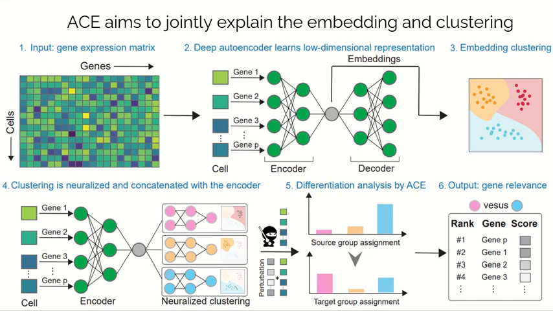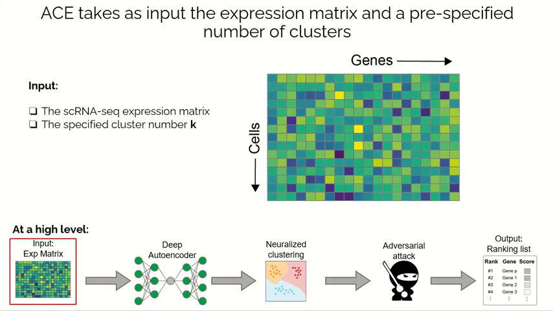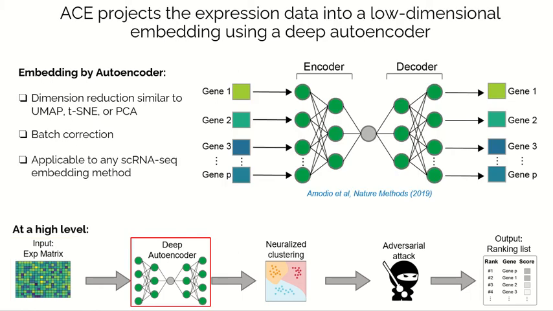Here's the workflow of ACE. Briefly speaking, ACE aims to jointly consider the embedding and clustering in a unified framework. Next, I will explain each step in more detail. The input to ACE is simply the single-cell expression matrix, as well as the specified cluster number K. ACE will project the expression data into a low-dimensional embedding by using a deep autoencoder.